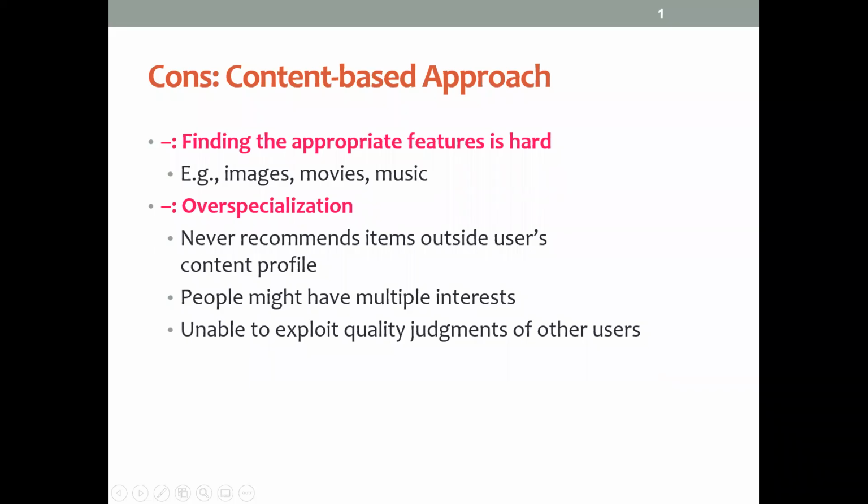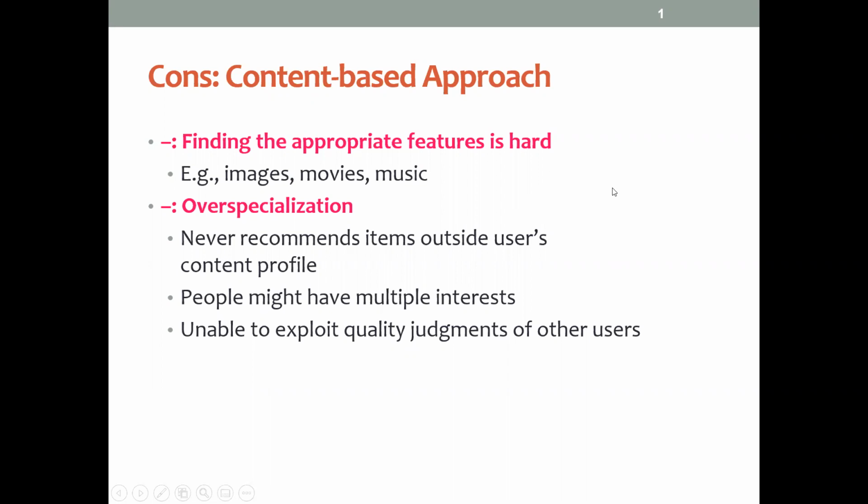Remember that in one of our previous lectures on recommender systems, we said that there are several disadvantages of content-based recommender systems. One of them is that finding the appropriate features is very difficult. For example, images, movies, and music are all very high-dimensional content, and it is very difficult to extract useful features from this content.